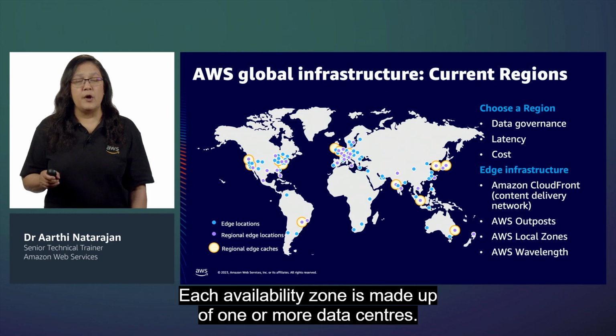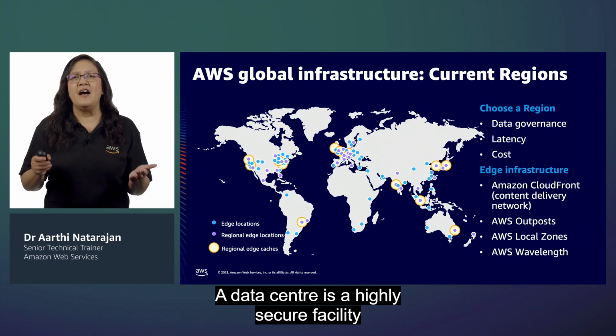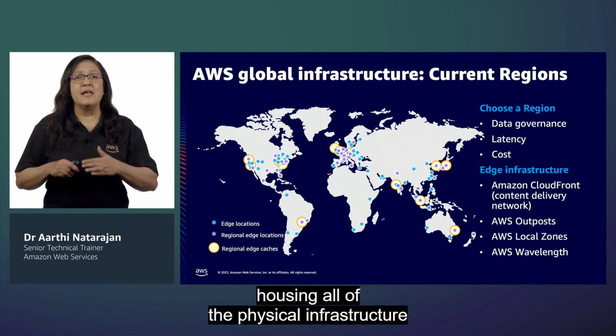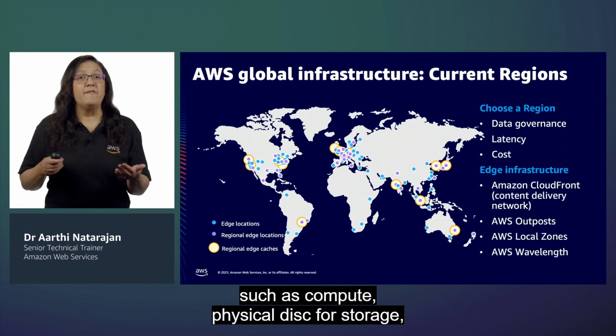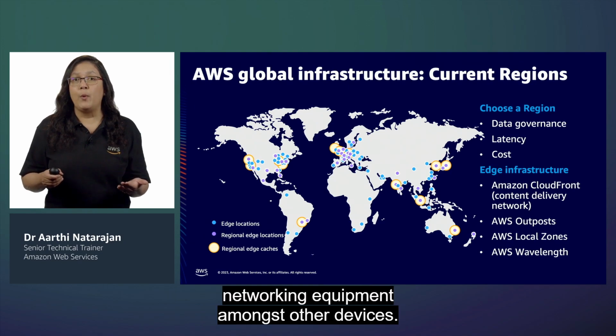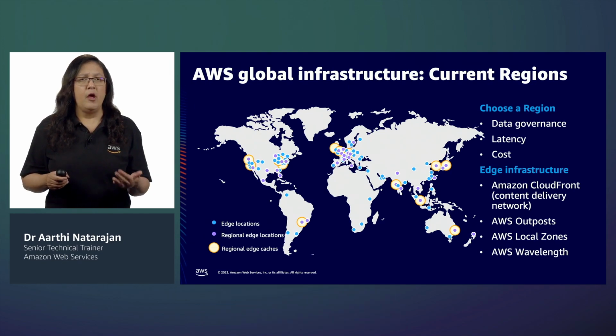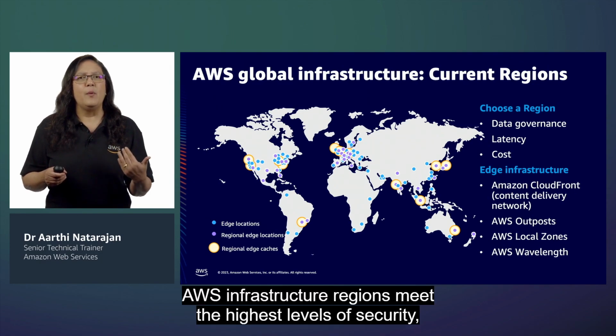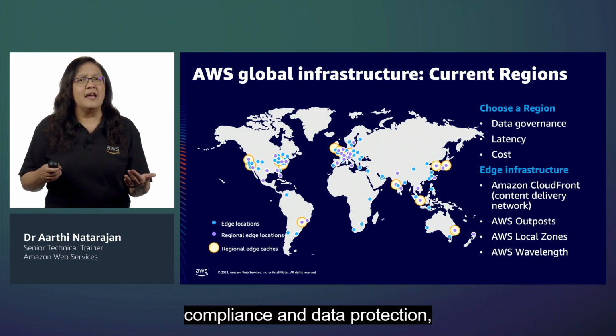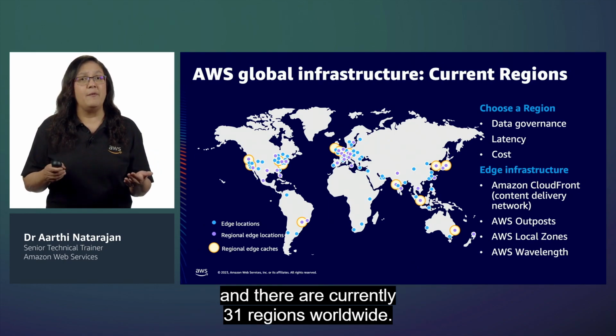Each availability zone is made up of 1 or more data centers. The data center is a highly secure facility housing all of the physical infrastructure that makes up the cloud, such as compute, physical disk for storage, networking equipment, amongst other devices. For the majority of workloads, you will typically interact only with the region or availability zone. AWS infrastructure regions meet the highest levels of security, compliance, and data protection, and there are currently 31 regions worldwide.